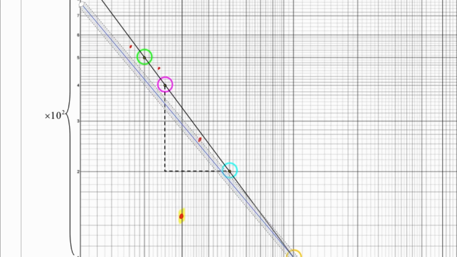So you should still investigate to see what happened with that point. But when it comes time to making the line of best fit, you would ignore it. Okay, so now that we got the line of best fit, this is where the magic happens. So again, we are looking at equations that are going to be in this form here.